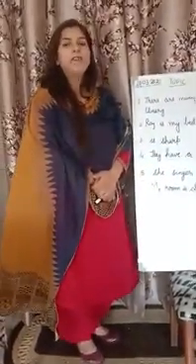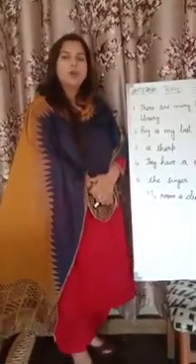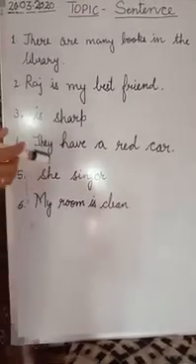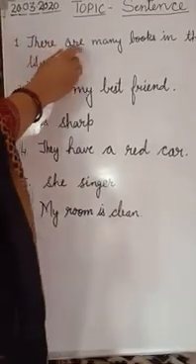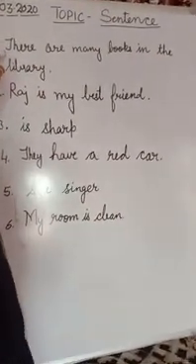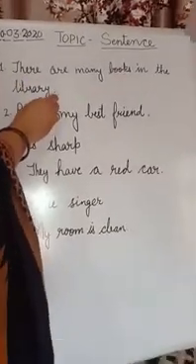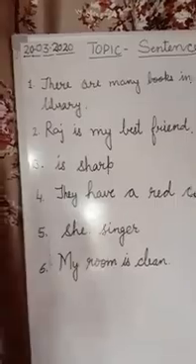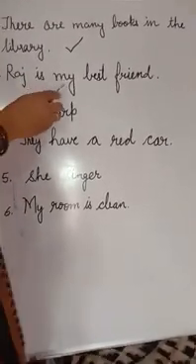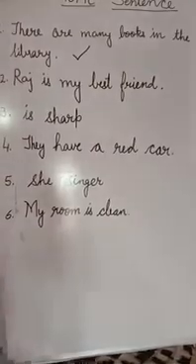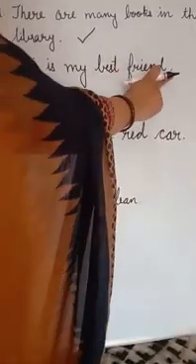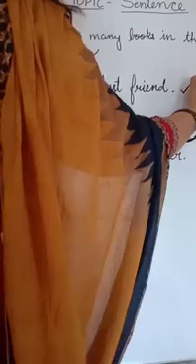Let's revise what we have learned by solving an exercise. So let's take the one that are sentences and cross out those that are not. So the first sentence here is, there are many books in the library. This sentence begins with a capital letter and ends with a full stop and makes a complete sense. So it is a sentence. Now see the another one. Raj is my best friend. This sentence makes a complete sense. It begins with a capital letter R and ends with a full stop. So it is a sentence.